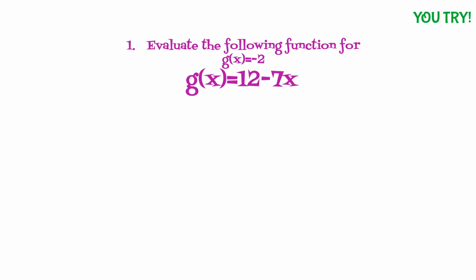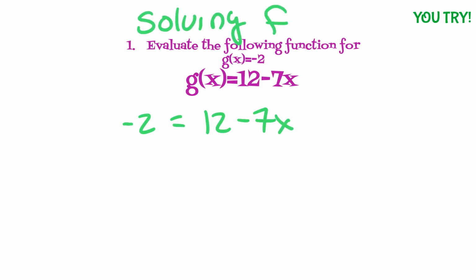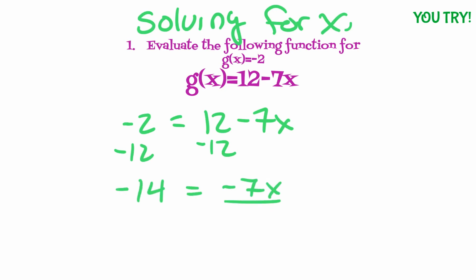Here's a you try. Evaluate the following function for g of x is equal to negative 2 when g of x is equal to 12 minus 7x. So how I go about solving that is I set negative 2 is equal to 12 minus 7x, because remember we are solving for x in this case. So I'm going to subtract 12 from both sides. I get negative 14 is equal to negative 7x. Divided by negative 7, I get x is equal to 2.